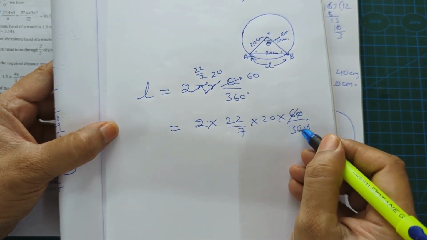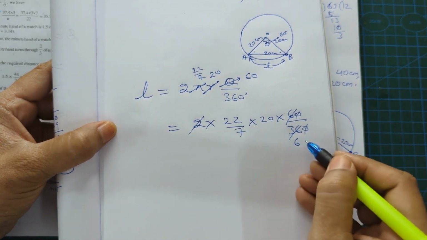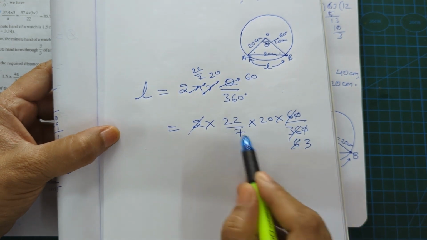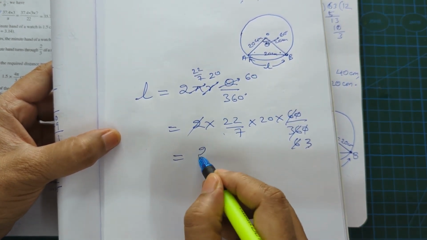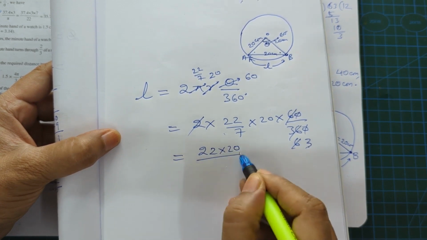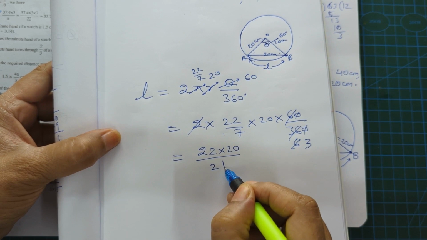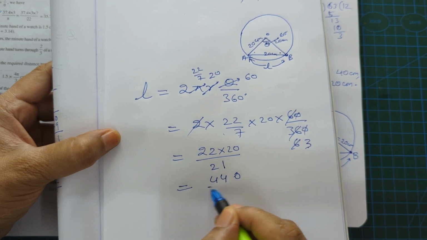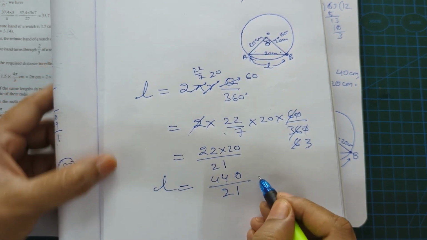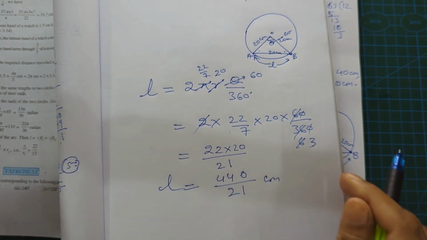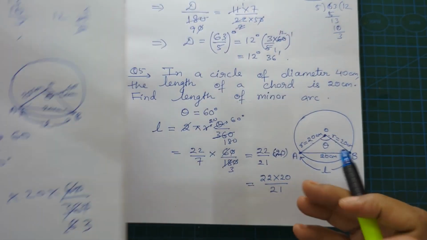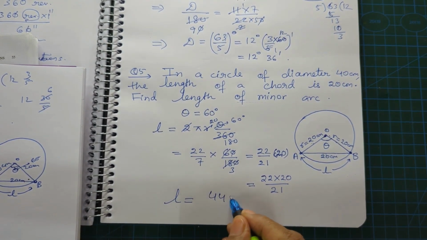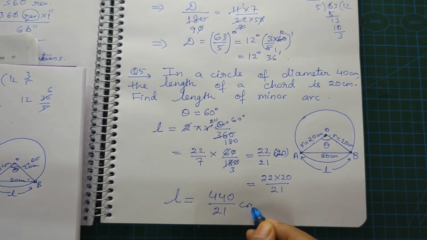So here 6, 36. We can have one more cancellation, 3. So it is 20 divided by 3 pi, or we can write it as 22 into 20 upon 3 into 7, that is 21. So this we can further multiply and we will get 440 upon 21. Length of the arc is 440 upon 21 centimeter.